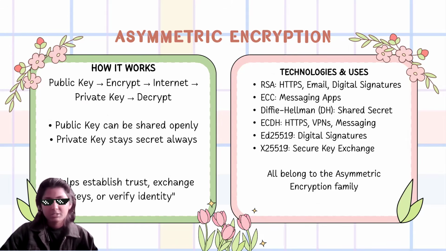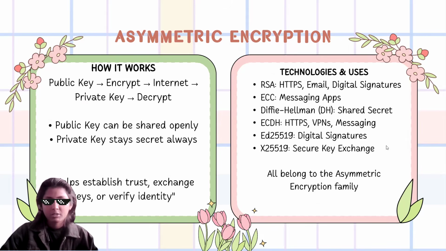The downside is speed. Because it involves much more complex mathematics, it is significantly slower than symmetric encryption, and hence not practical for encrypting large amounts of data. Instead, it's mainly used to establish trust, exchange keys securely, and support technologies like digital signatures.